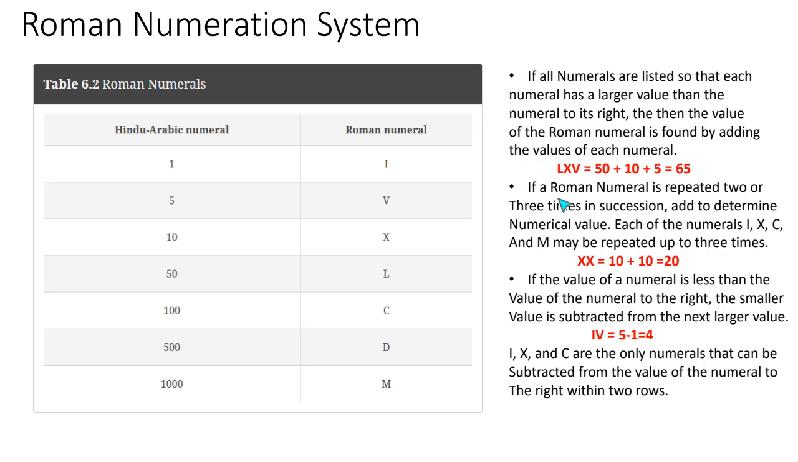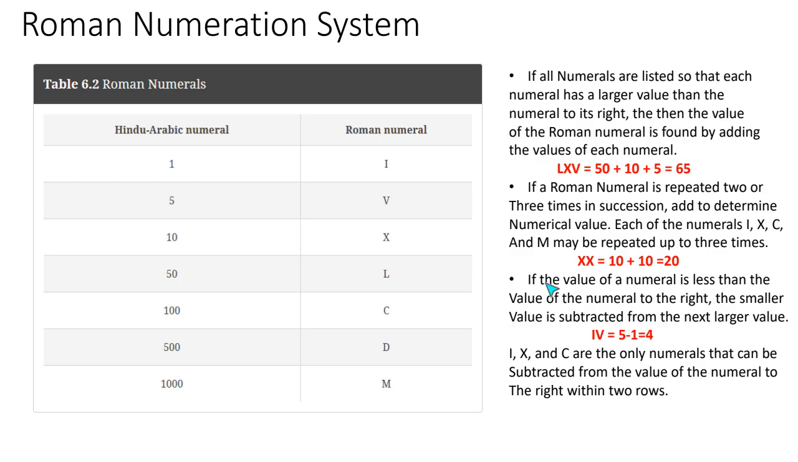Another rule is that a Roman numeral can be repeated, only some of them can be repeated up to 3 times. The numbers that we can repeat are going to be I, X, C, and M. They may be repeated only up to 3 times. So for example, I can have X and X, which would be 10 plus 10, and that would be 20.